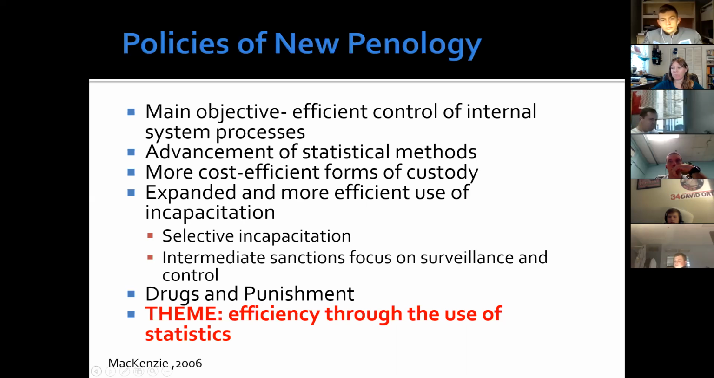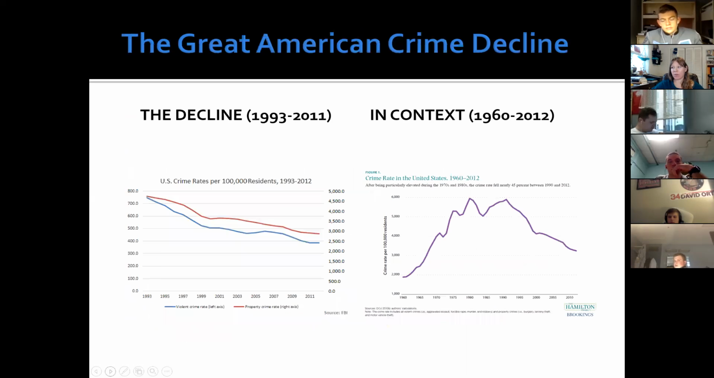All right. So now we're going to switch gears a little bit, and we're going to talk about the Great American Crime Decline. Let's start by taking a look at the stats. You can see the decline here from this chart goes from 93 to 2011, and this one goes from the 60s to 2012. So you can see the Great American Crime Decline right here. We've got the violent crime in the blue and the property crime in the red. And when you look at the context right here, this is the Great American Crime Decline, and we've only continued to go down since then.